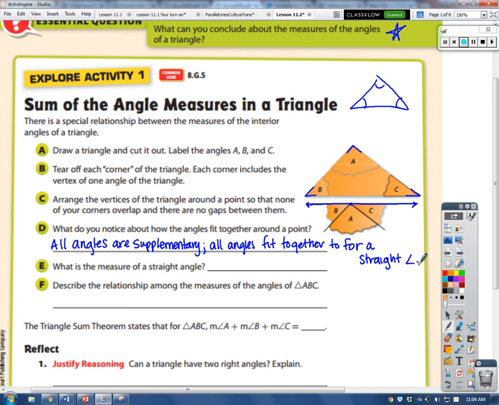Okay, well, what is the measurement of a straight angle? Well, this is good to know, right? A straight angle is 180 degrees. And we talked about this a little bit, that any two or more angles that lie on one side of a line combine to be supplementary. They combine to be 180 degrees. So, describe the relationship among the measurements of the angles of triangle A, B, C. The sum of the measures is 180, right? So that's kind of just reinforcing what we talked about earlier.